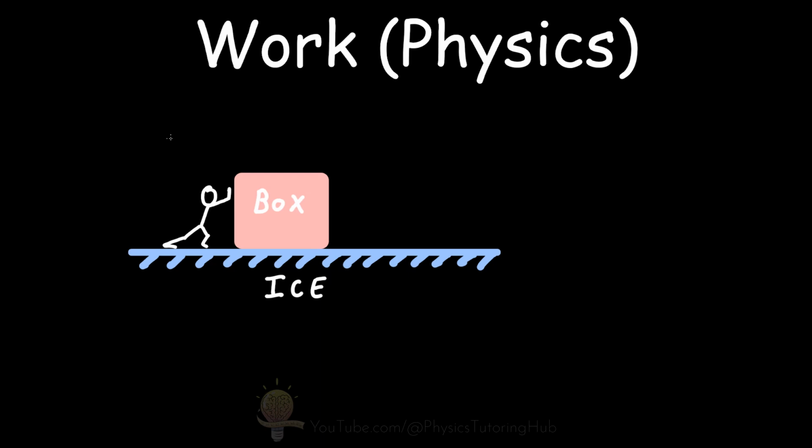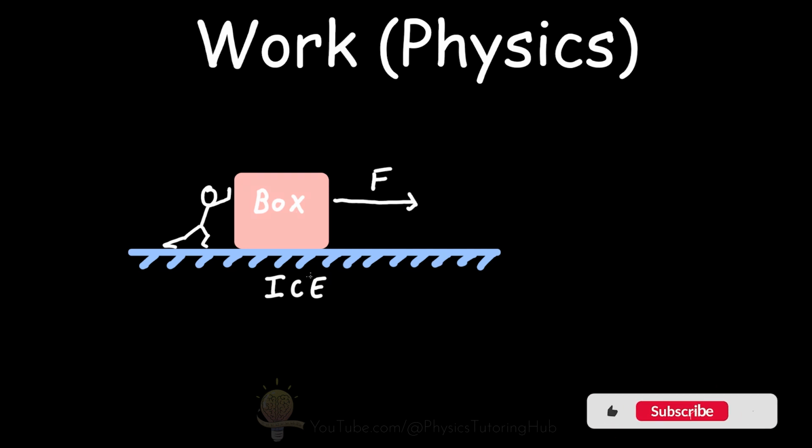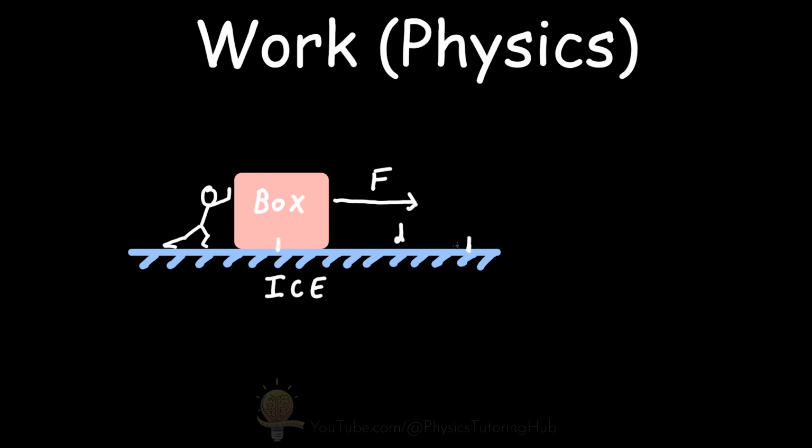In physics, work is done on an object, for example our box here, when a force causes a displacement of that object. So in our example here, our object is a box, and this person here is providing a pushing force against this box. Now if this box travels a distance of d meters, then the work done on this box is equal to the constant force applied to this box multiplied by the distance this box moves.